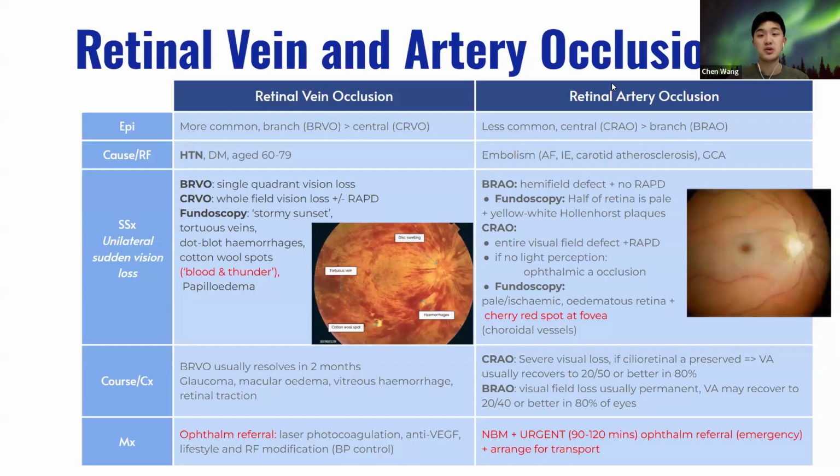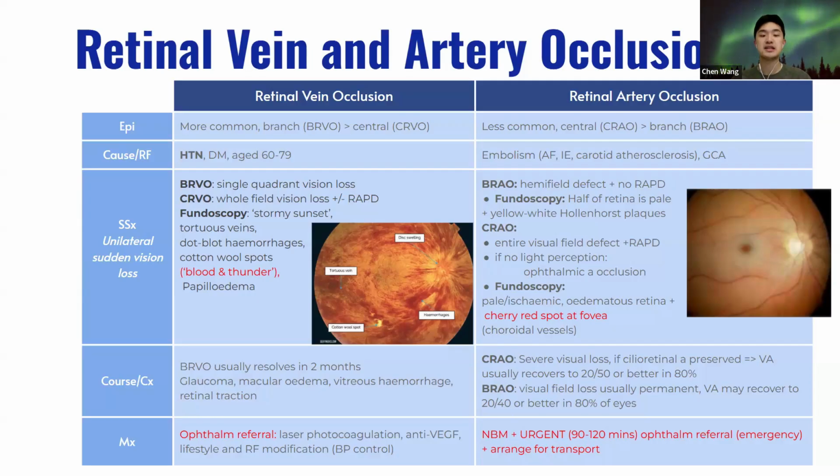Yeah, so for the vascular causes of vision loss, the two main differential diagnoses we're looking at are retinal vein occlusion and retinal artery occlusion. So starting with retinal vein occlusion, it is usually described as a blood and thunder appearance on fundoscopy, or another way to think about it is a stormy sunset. It looks really angry with a lot of tortuous veins, dot blot hemorrhages, and cotton wool spots as well. This is a condition that requires ophthalmology referral, but it's not as urgent. So the ophthalmology team might consider laser photocoagulation or anti-VEGFs in the long term.